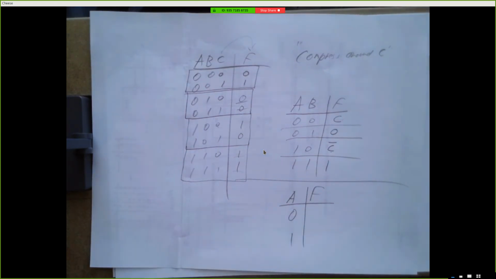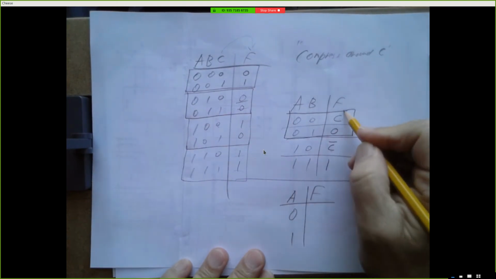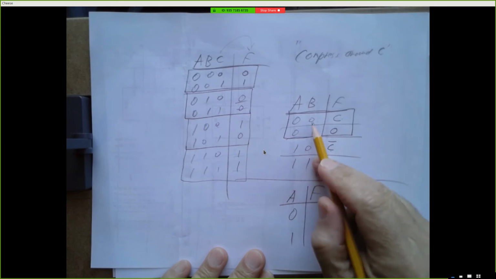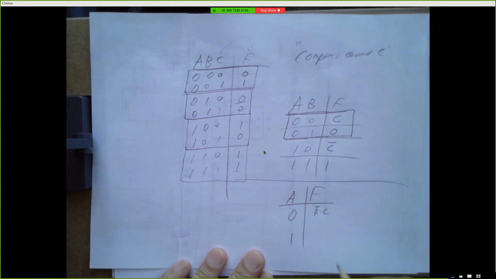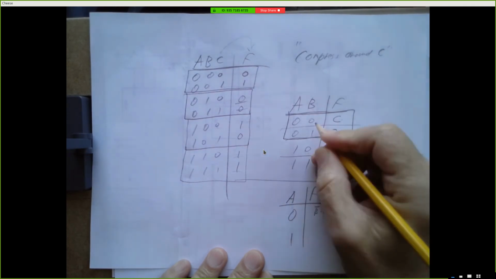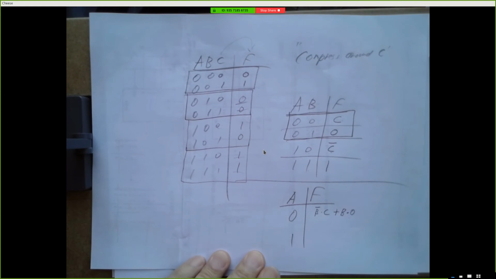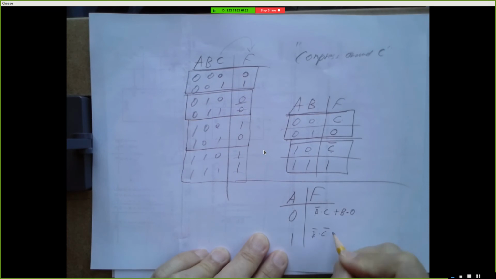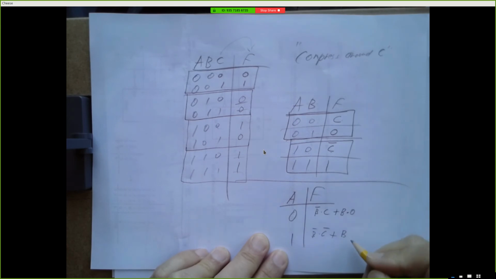And make this a function of one variable. Well, if A is 0, what should F be equal to? It's either supposed to be equal to C or 0. If B is 0, then it should just be equal to C. And if B is 1, it should be equal to 0. And if A is 1, then if B is 0, it should be equal to C bar. And if B is 1, it should be equal to 1.